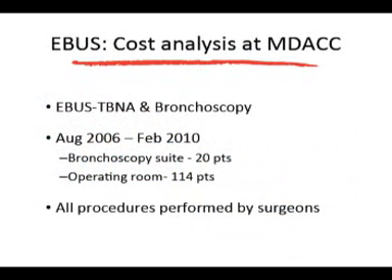Next, please. So we went back and actually looked at our data over about a 3.5-year period, and during that time, we did EBUS just as a standalone procedure. So this was not EBUS followed by a lobectomy or something. This was just EBUS on its own. We did 114 patients in the operating room and 20 patients in the bronch suite. All of these were performed by surgeons.